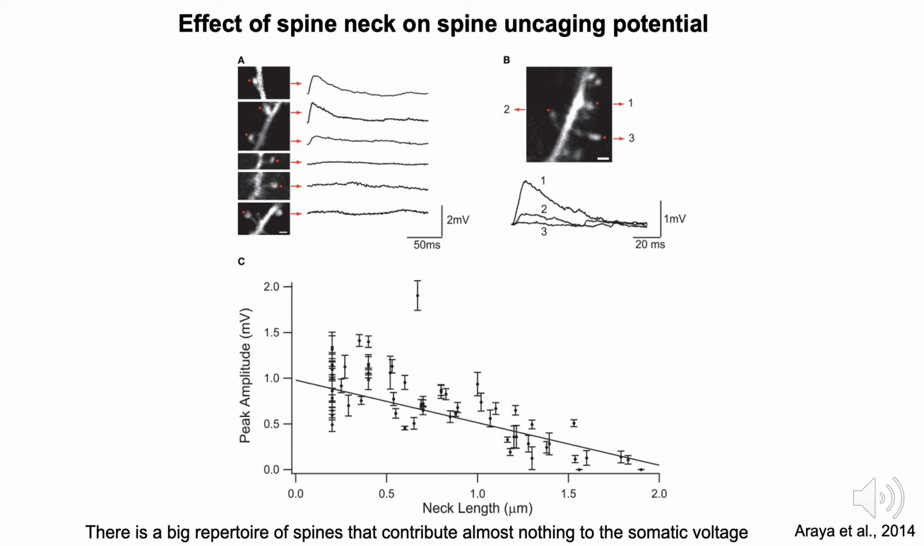Interestingly, a previous study by Dr. Araya using whole cell recordings with glutamate uncaging at individual spines revealed that the stimulation of spines with longer necks produces smaller EPSPs at the soma in layer 5 pyramidal neurons. In other words, he has shown that in cortical pyramidal neurons, the amplitude of the uncaging-evoked spine potentials recorded at the soma are inversely proportional to the length of the spine neck, with long-necked spines having small or negligible somatic voltage contributions.